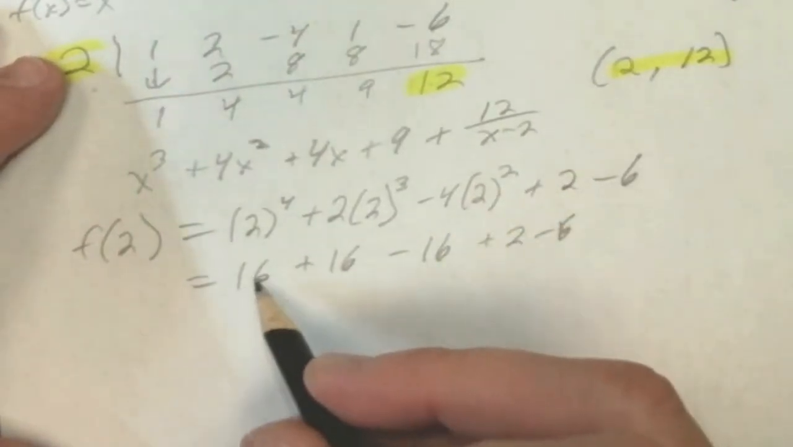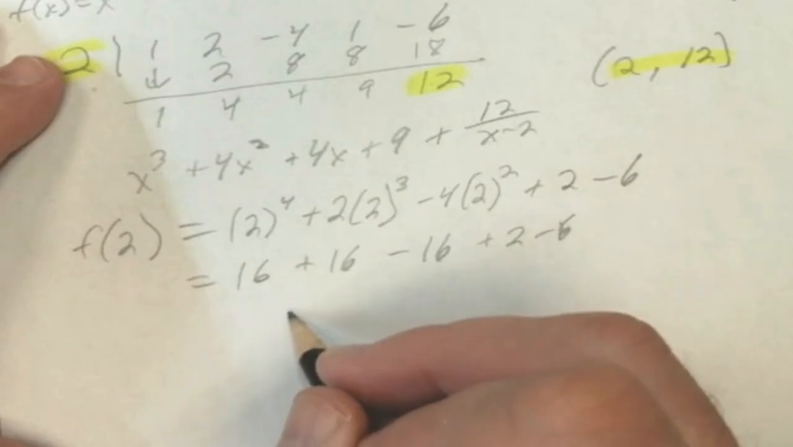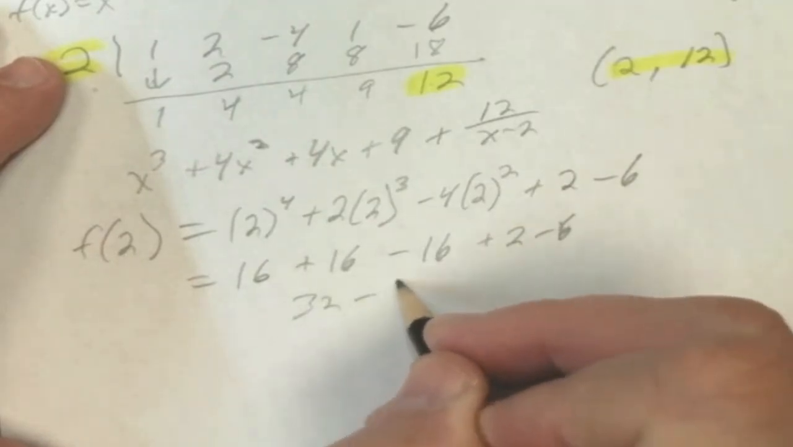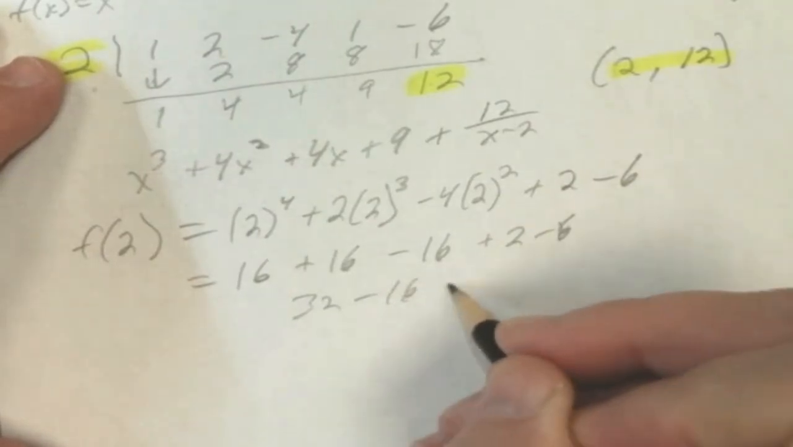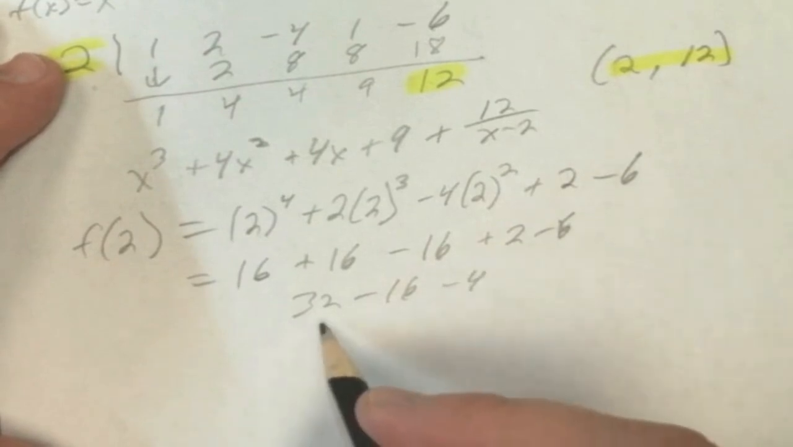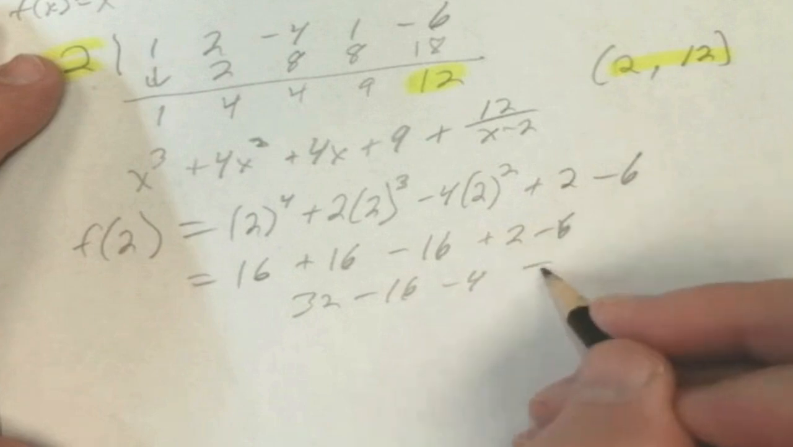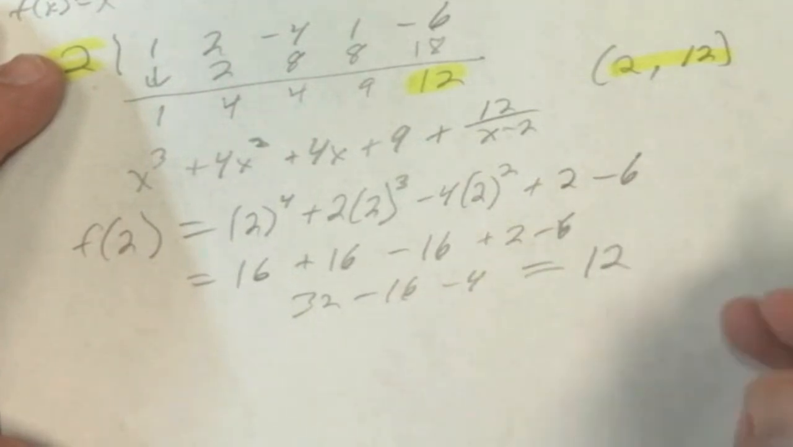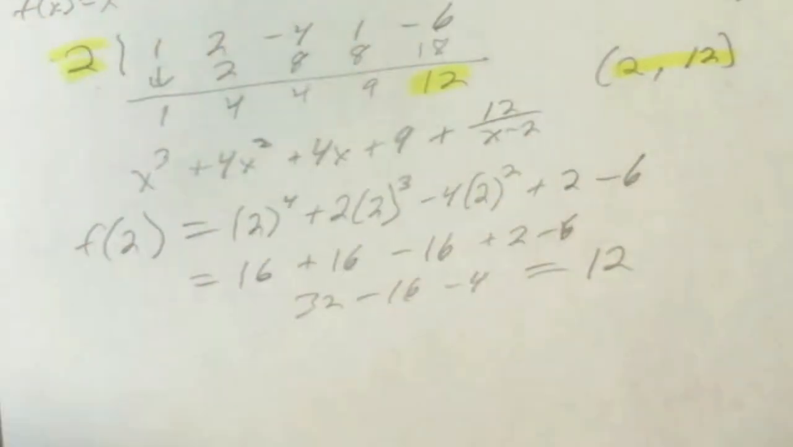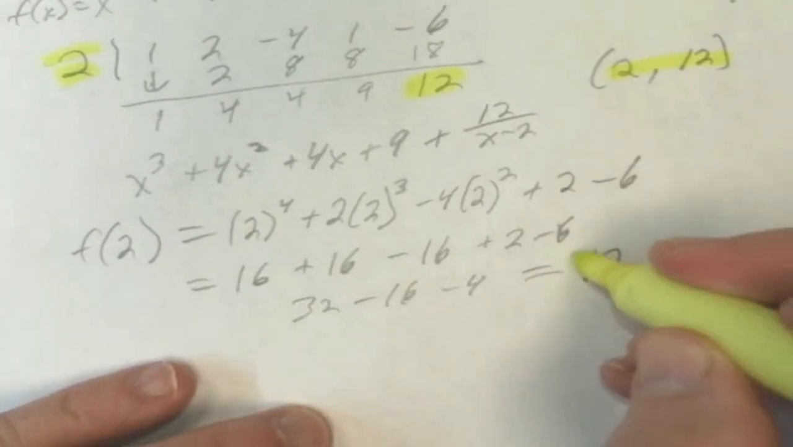16 plus 16 is 32 minus 16. So 32 minus 16 minus 4. Minus 16 minus 4 is minus 20. So 32 minus 20. Hey, look at that. That's the exact same number we got when we did synthetic division.